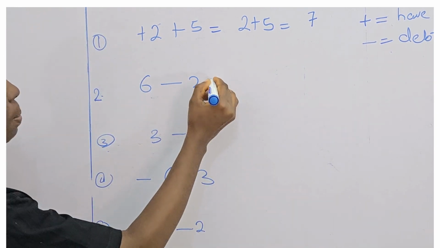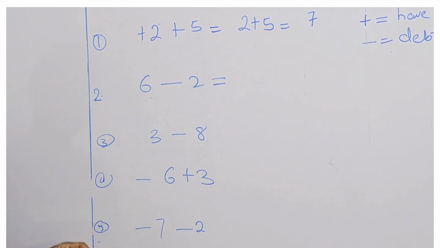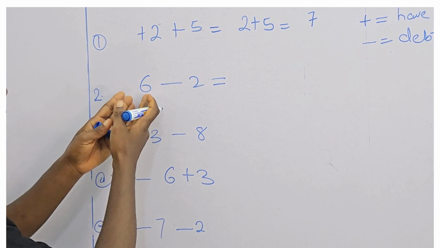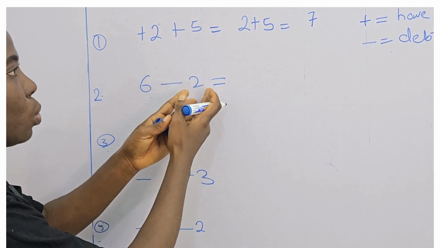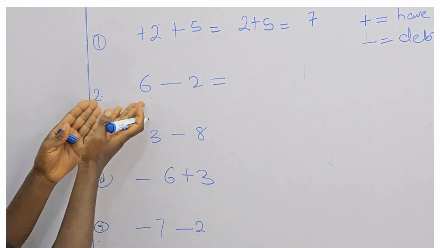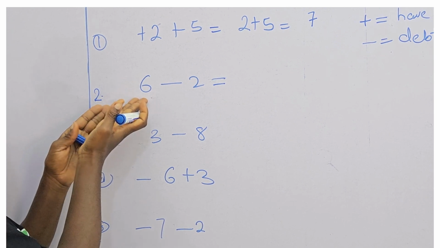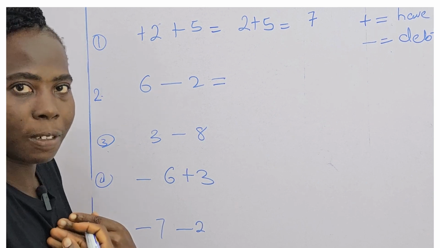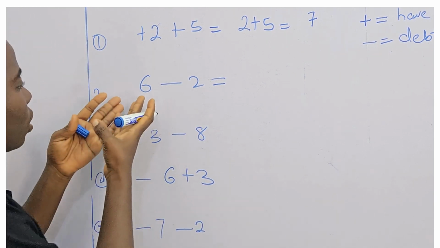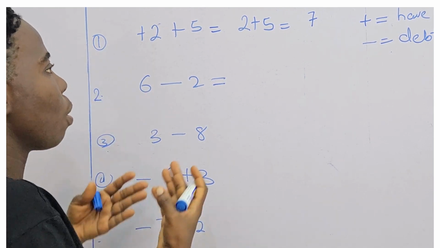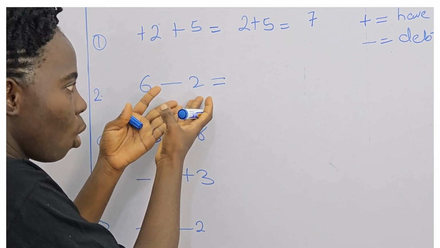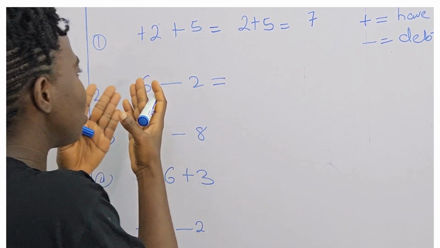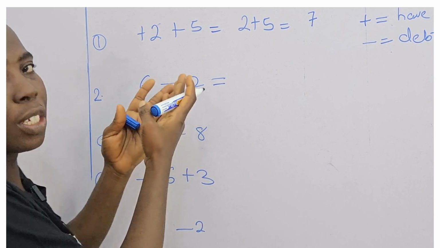Now let's come to this place. In this case, you have 6 minus 2. Okay? What sign is here? Plus, yes, plus, you're following, meaning that you have 6. Okay, please pay attention closely. You have 6, but you have a debt of what? 2. You have 6 and you are owing 2.